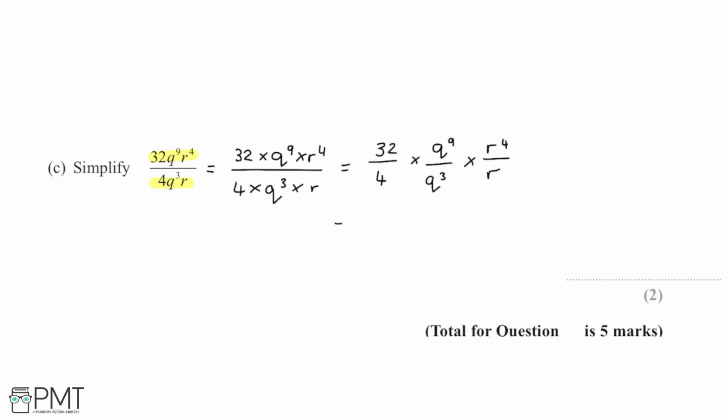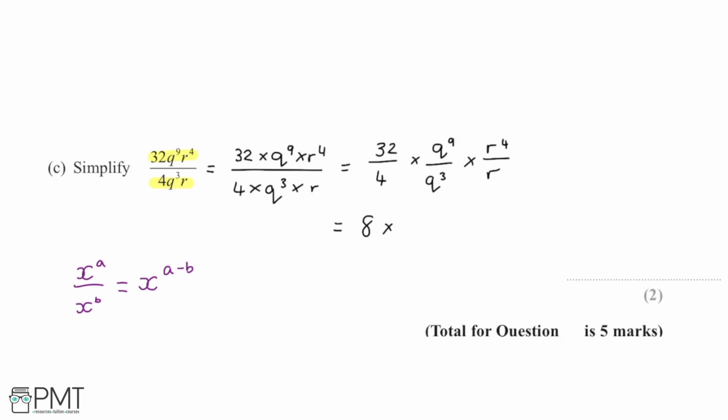And I can start with 32 over 4, that just gives me an answer of 8. And then we're multiplying that by q to the 9 over q to the 3. So here, again, I'm going to be referring back to my laws of indices. So for example, if I had x to the a over x to the b, so when we have the same sort of variable raised to two different powers, one over the other, this gives us an answer of x to the a minus b.